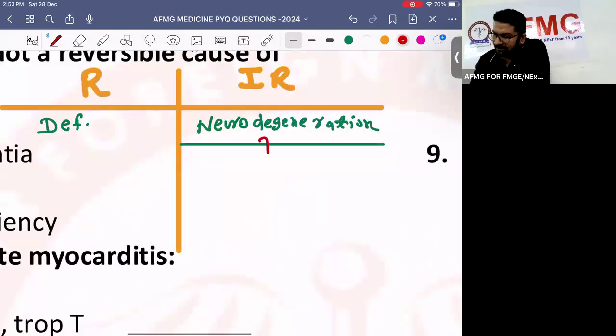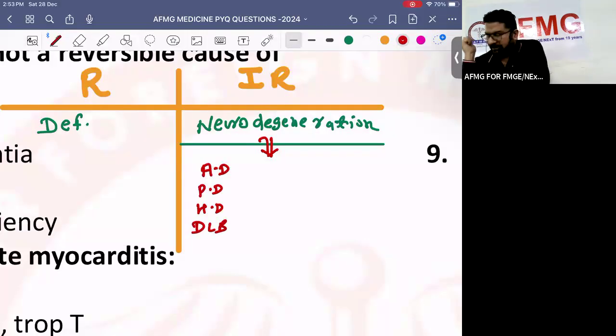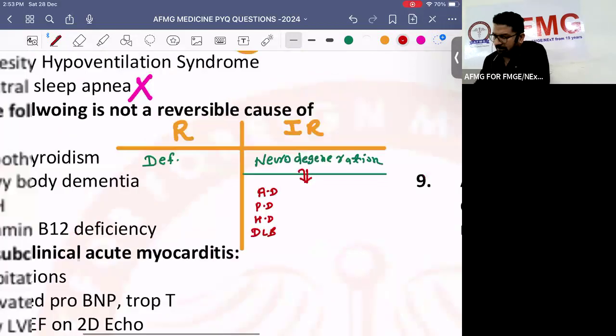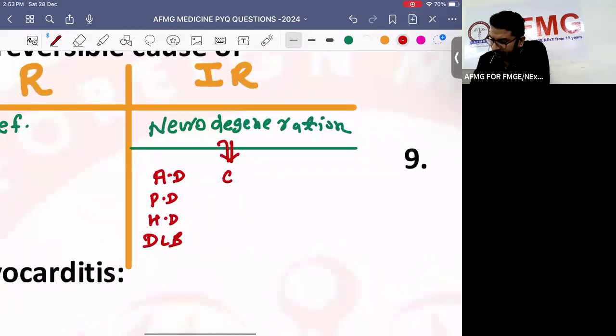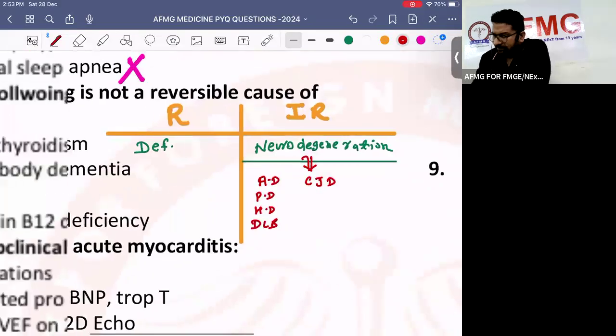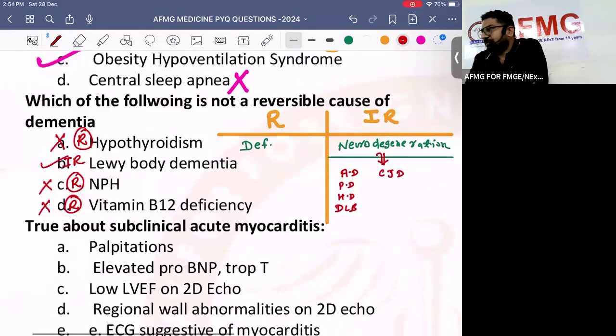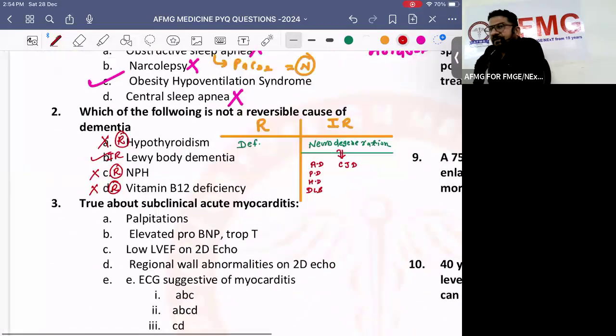Just I am writing what are the examples of irreversible dementia. Alzheimer disease, Parkinson disease, Huntington disease, dementia with Lewy body. So these are examples of irreversible dementia. And one more I can say, Creutzfeldt-Jakob disease. So these are irreversible. Simple concept याद रखना है आपको क्या? Dementia due to treatable causes, reversible. Again, they are asking you this, a psychiatry medicine overlap MCQ. Done?